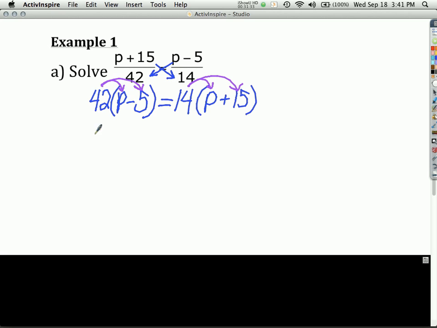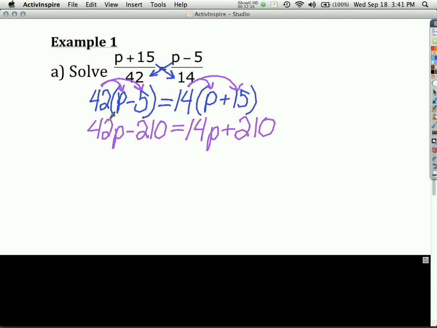So 42 times p is 42p. 42 times 5, 210. So it's minus 210 equals 14p. Then 14 times 15, 210. And now we are left with an equation just like we saw last time we had class. Does anyone have any questions on how we got from here to here and then from here to here?